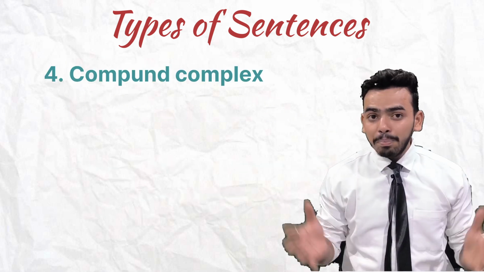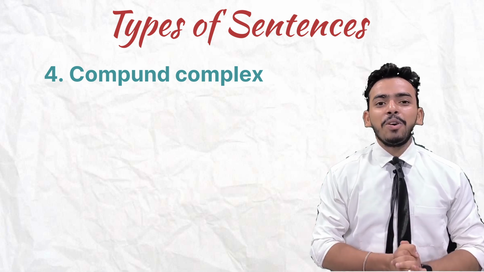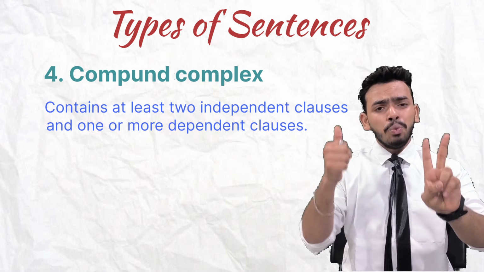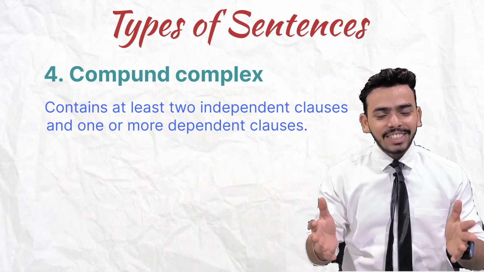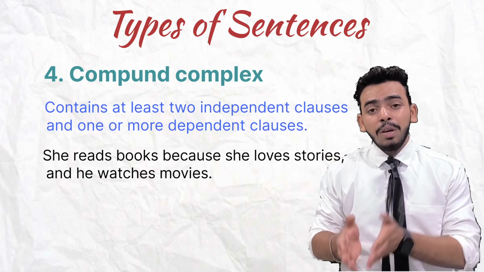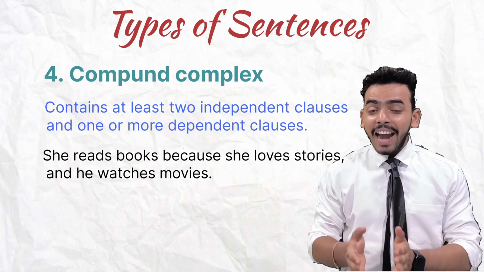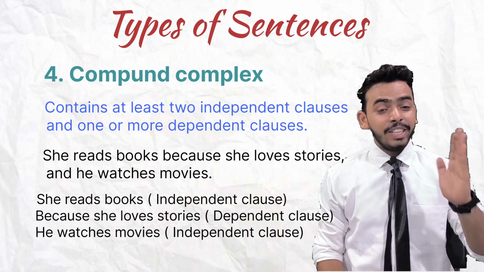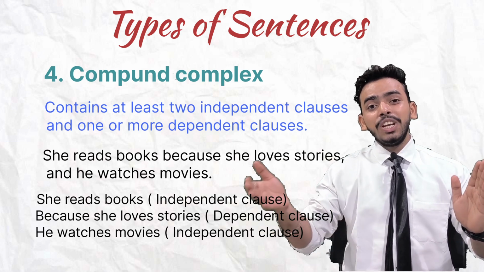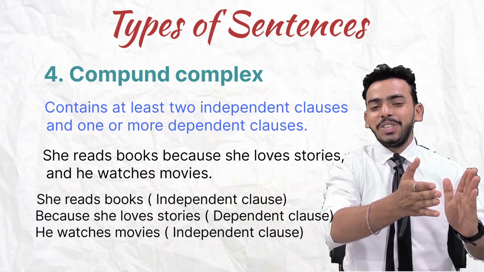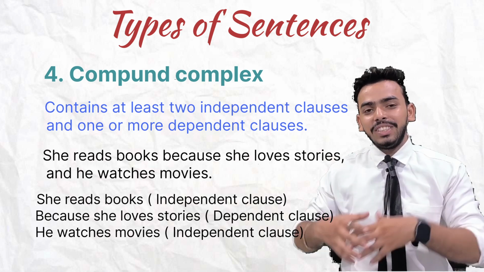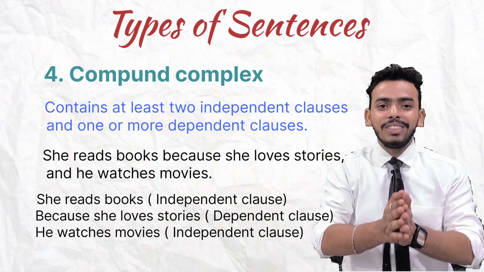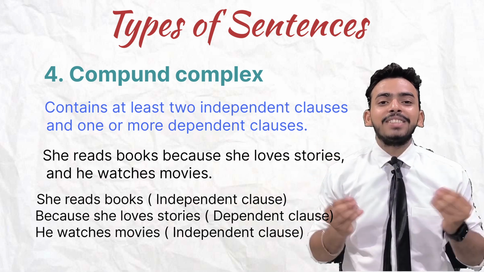Let's understand compound complex. A compound complex is a sentence which has two independent clauses and at least one dependent clause. Let's understand it. She reads books because she loves stories and he watches movies. Now if you see, there are three clauses. She reads books is one independent clause. Because she loves stories is a dependent clause on the first independent clause. He watches movies is an independent clause. So there are two independent and one dependent clause, and that becomes a compound complex sentence.